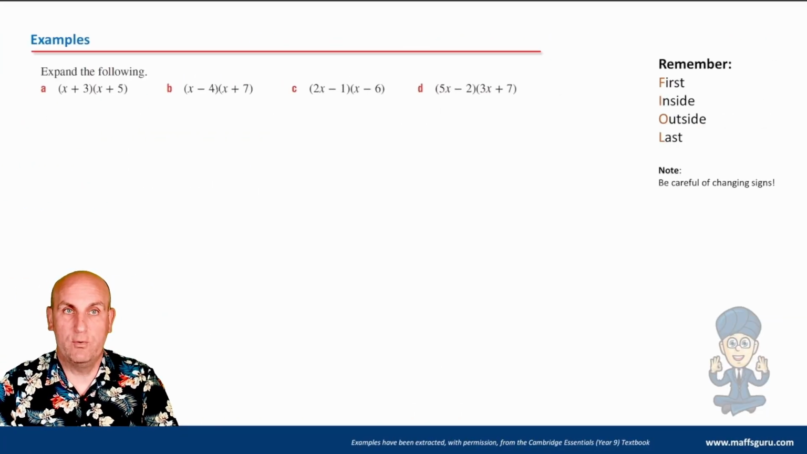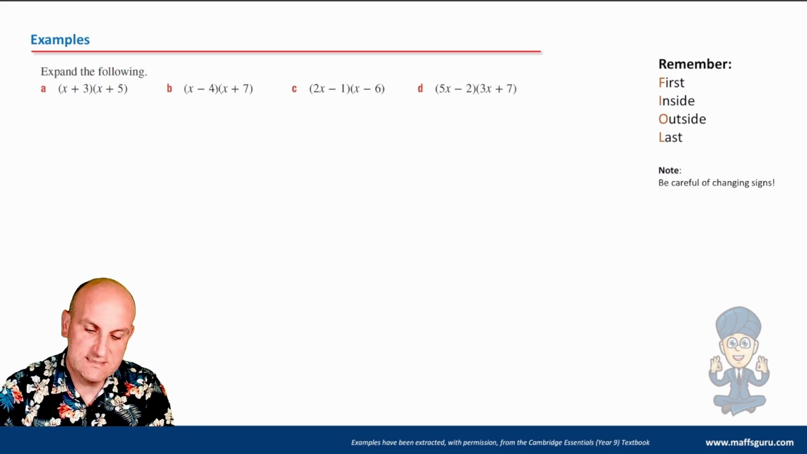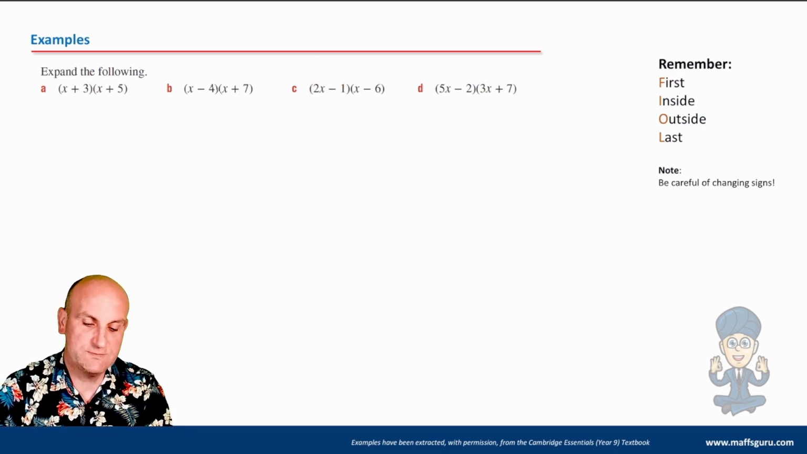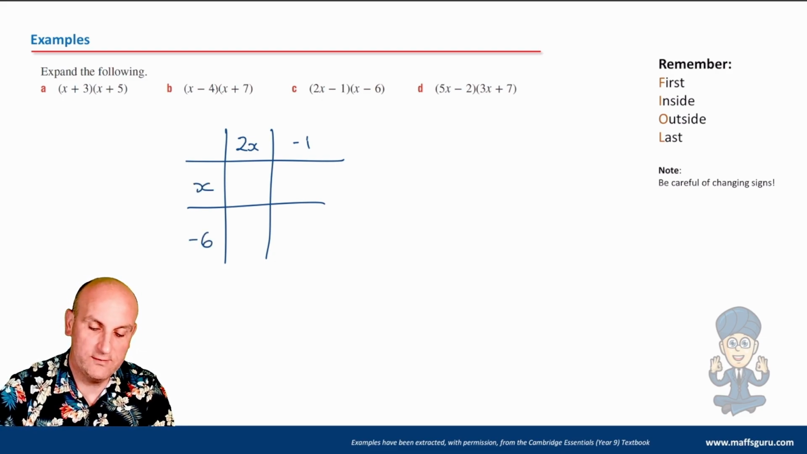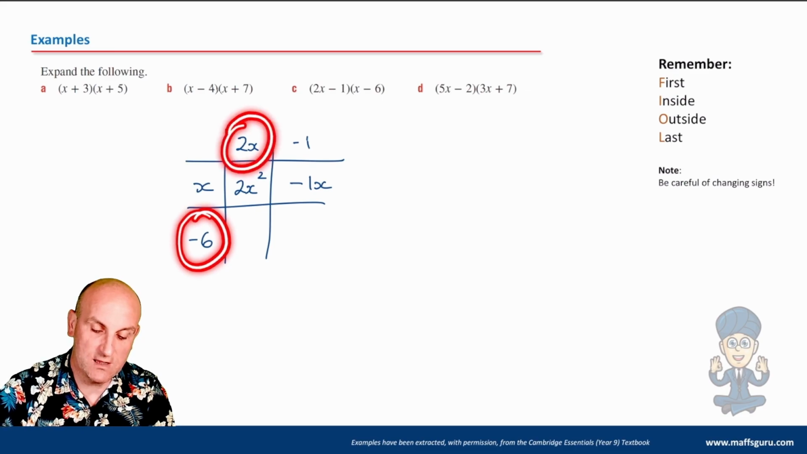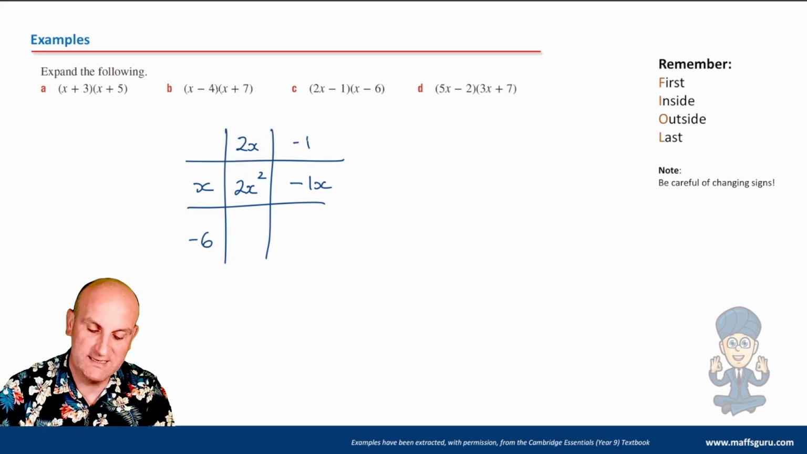Let's move on to the next couple. They're getting a little bit tricky. What we notice now is they're trying to trick us with this 2x business. So again, let's draw my grid. What have I got now? I've got 2x minus 1, x minus 6. Now again, don't get tricked. I've got 2x times x, so that becomes 2x squared. Minus 1 times x just becomes minus 1x. Now we don't get tricked. Minus 6 times 2x. We've got to multiply those 2 and 6 together, so that becomes minus 12x. And minus 1 times minus 6 becomes plus 6.